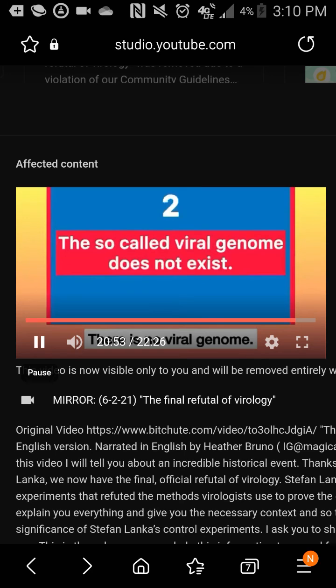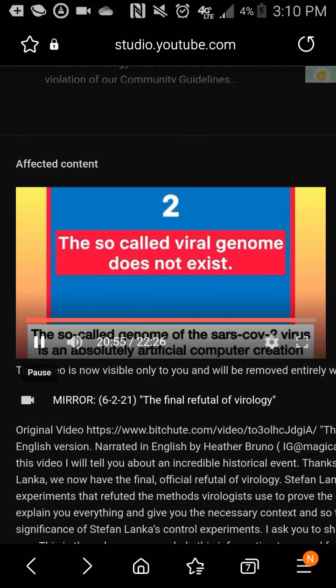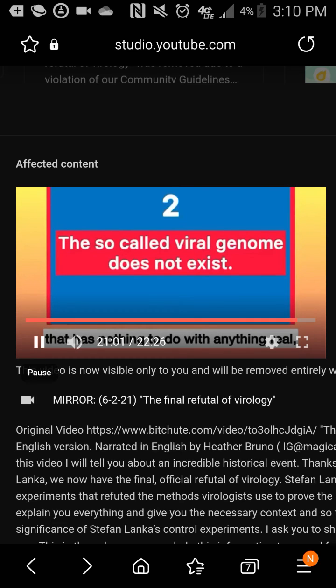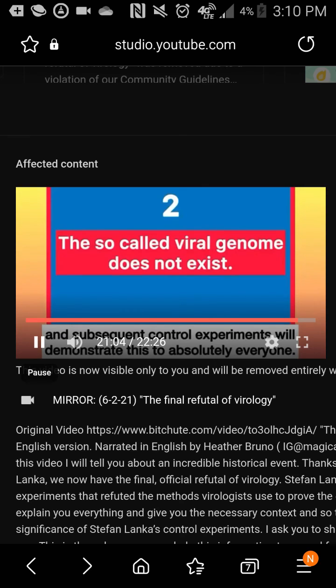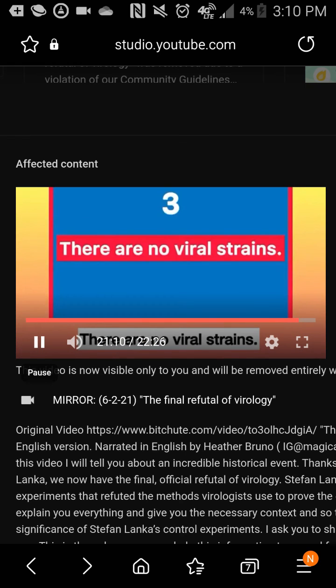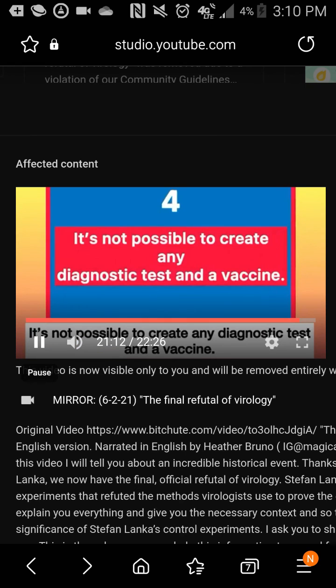There is no viral genome. The so-called genome of the SARS-CoV-2 virus is an absolutely artificial computer creation that has nothing to do with anything real, and subsequent control experiments will demonstrate this to absolutely everyone. There are no viral strains. It is not possible to create any diagnostic test and a vaccine.